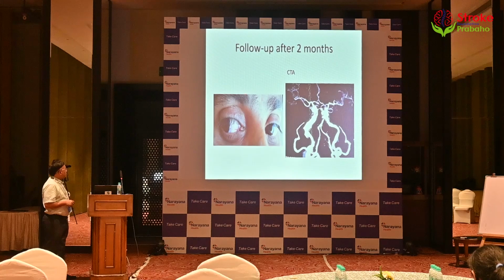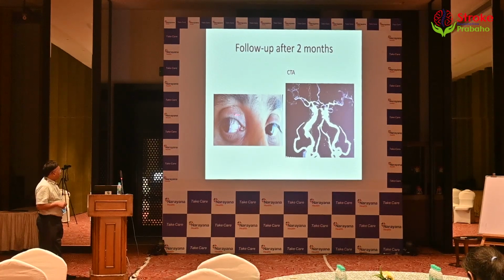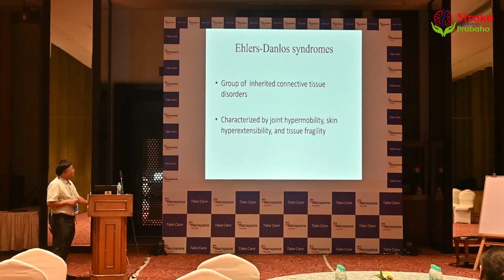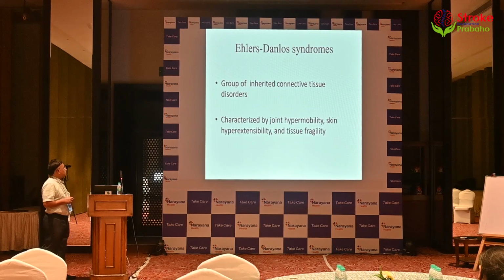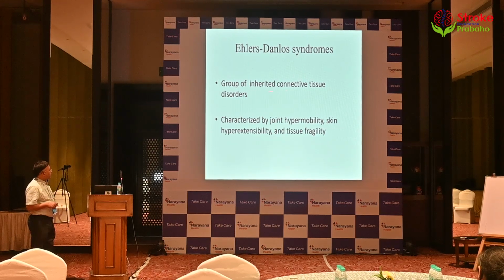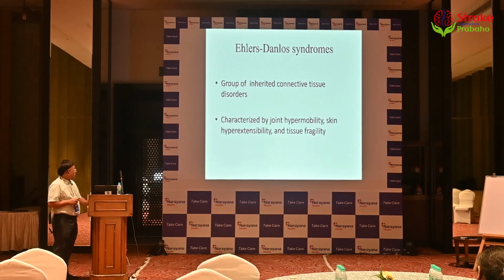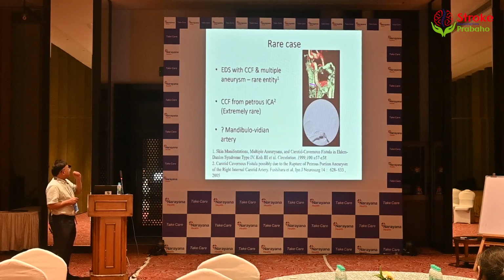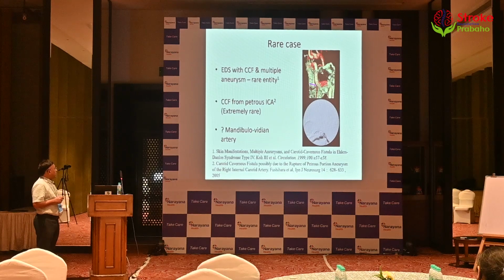So this is after 2 months. Now we can see there is no more chemosis here, mild prominent blood vessels, but chemosis has subsided. And this is follow-up CT angio. There is no carotid-cavernous fistula, but you can see the vessels are very, very dysplastic. So this was a case of Ehlers-Danlos syndrome, which is a group of inherited connective tissue disorders, characterized by joint hypermobility, skin hyperextensibility, and tissue fragility. So this was a rare case because the patient has CCF and multiple aneurysms.